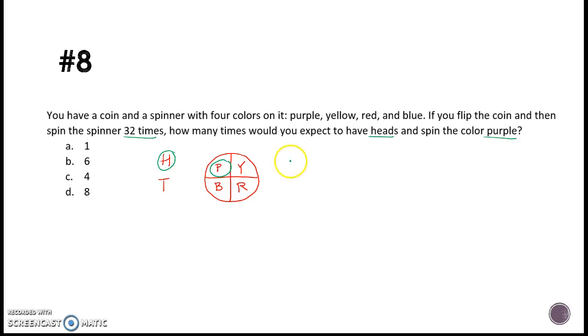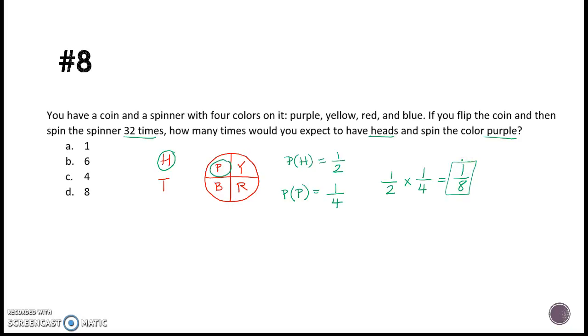Okay, so first we need to do the probability of heads. So there's 1 heads on a coin out of 2 sides. And then the probability of purple. So there's 1 purple out of 4 sections. Now they want the probability of one thing and then the next. So we have to multiply our probability, right? So 1/2 times 1/4 is 1/8. So the probability of this event happening is 1/8.